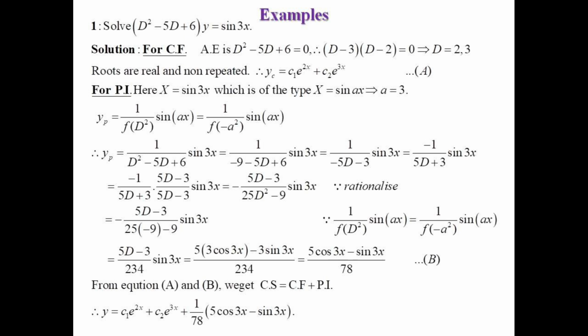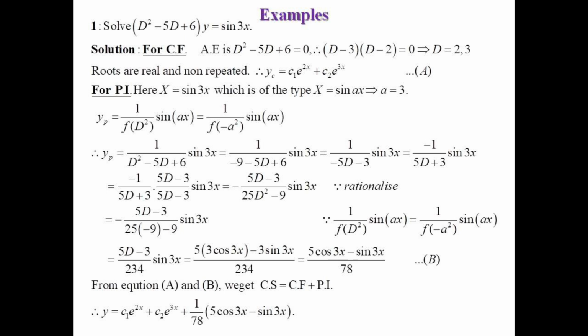So now to understand this type number 2, let's take the first simple example. Solve the linear differential equation d square minus 5d plus 6 into y equal to sine of 3x. We know that a linear differential equation with constant coefficients has 2 types of solution. First is called the complementary function and second is called the particular integral. That means the complete solution is the sum of the complementary function and the particular integral.